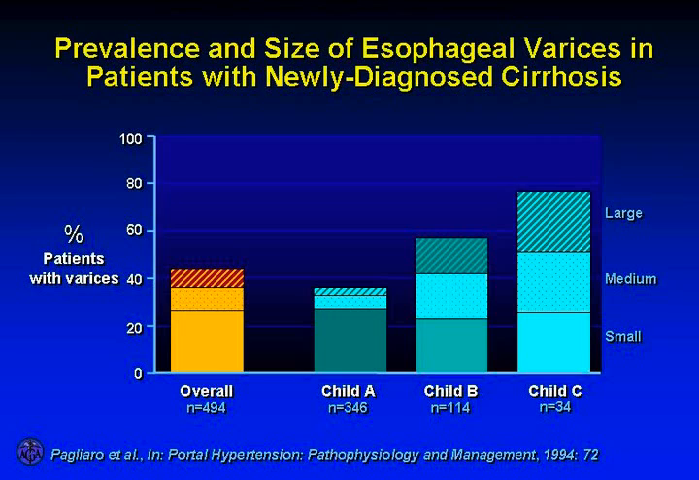And then in patients with truly decompensated liver disease who have a CTP score of greater than or equal to 10, which we call a Child C cirrhotic, you can see that the incidence of varices may be as high as almost 80%, with a fair proportion having large and medium varices. Hence, our suspicion for varices increases as the severity of liver disease worsens.